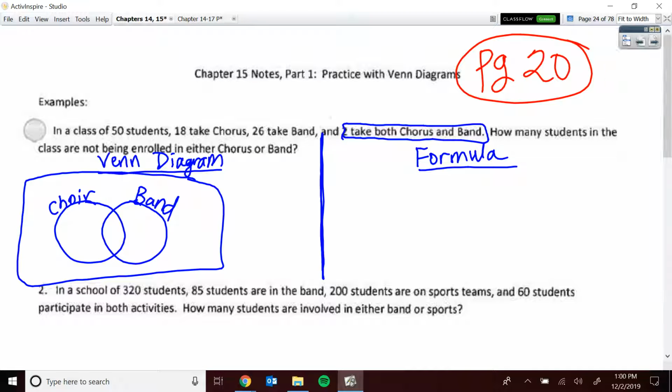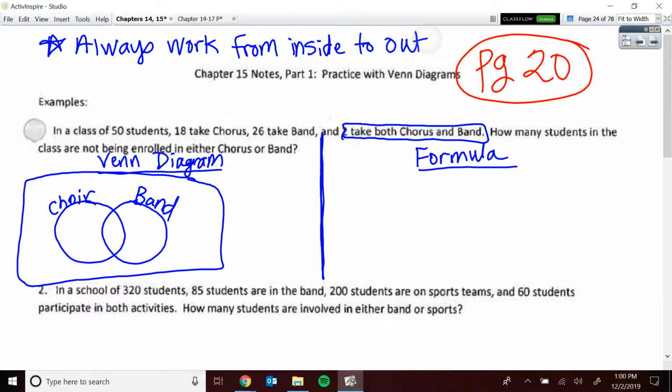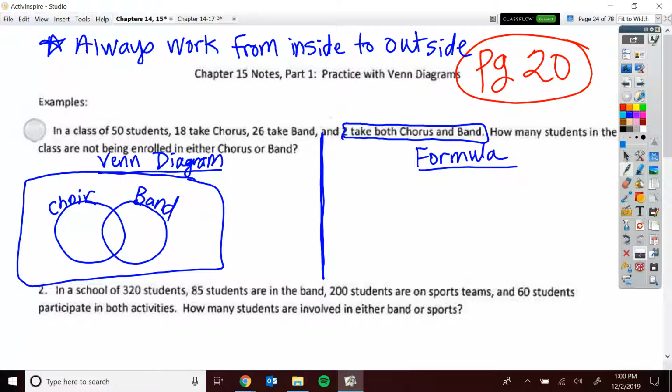So one thing that I want to do is give you a technique or a strategy that I think helps. You are going to always work from the inside to the outside. That is a technique that will help you with your Venn diagram. So in this first picture I drew, what do you think I mean? What's the quote unquote inside? Yeah, the middle right there of what they're both doing. And so what do I put there in the middle?